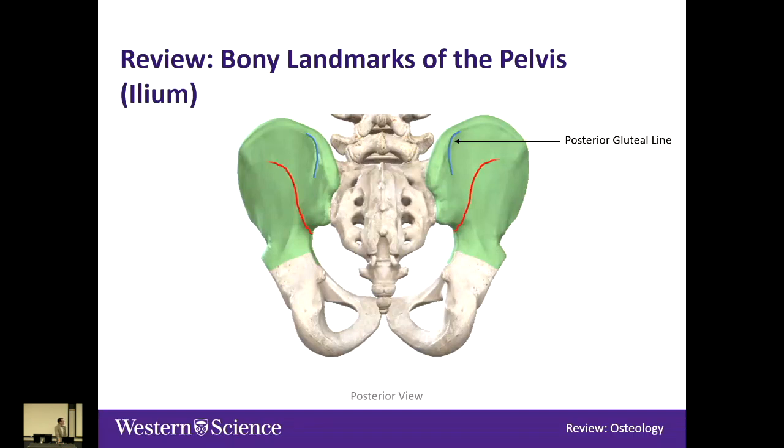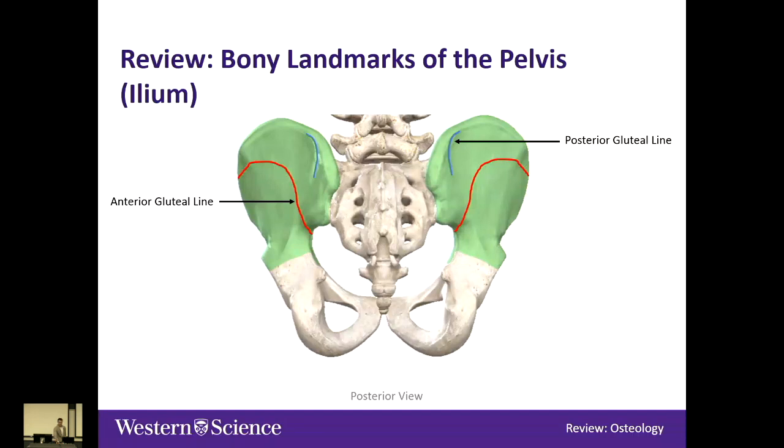More towards the middle of the ilium, we have another ridge. This one's called the anterior gluteal line. I guess it's called anterior because it starts, where's my mouse? I guess it starts more anteriorly, so it's called anterior, whereas the posterior one just stays sort of posterior.